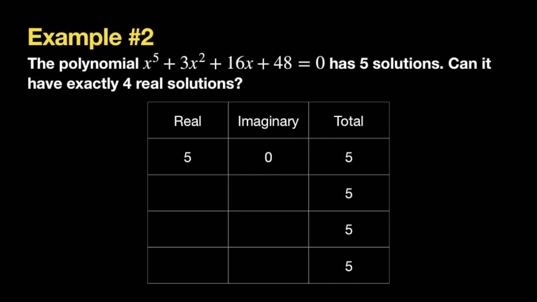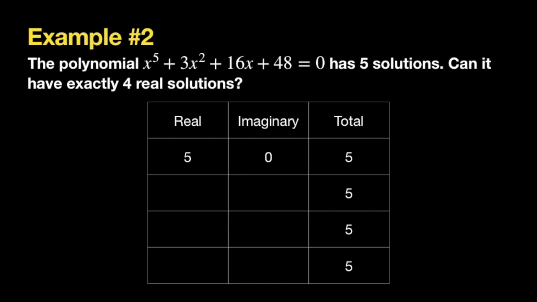For example 2, it says the polynomial x to the fifth plus 3x to the second plus 16x plus 48 equals 0 has 5 solutions. We know that it has 5 solutions because the degree right here is 5. And now it says, can it have exactly 4 real solutions?